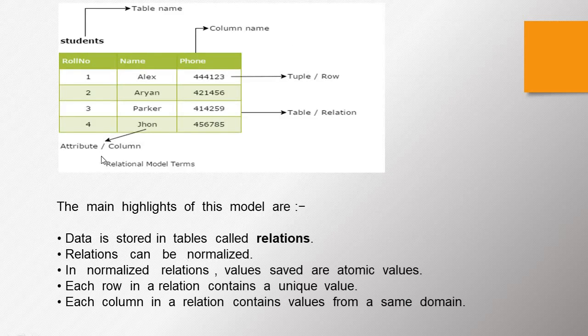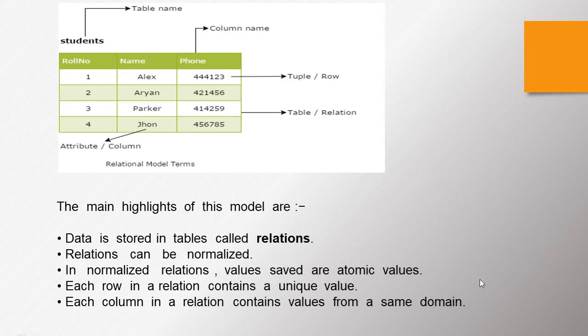For example, this is your student database. It contains roll number, name, and the phone number. Each row is called as tuple. Each row in a relation is called as tuple. The data is stored in a table called relations. The data is finally stored in a relation table. So it can be in a normalized form. We already know that the normalization contains 1NF, 2NF, 3NF, BCNF, everything. So these relations can be in a normalized form.